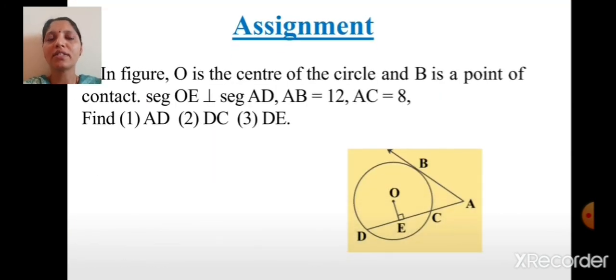This is the assignment question. In the figure, O is the center of the circle and B is the point of contact. Segment OE is perpendicular to segment AD. AB is equal to 12. AC is equal to 8. You have to find AD, DC and DE. So this sum you have to solve in your notebook.